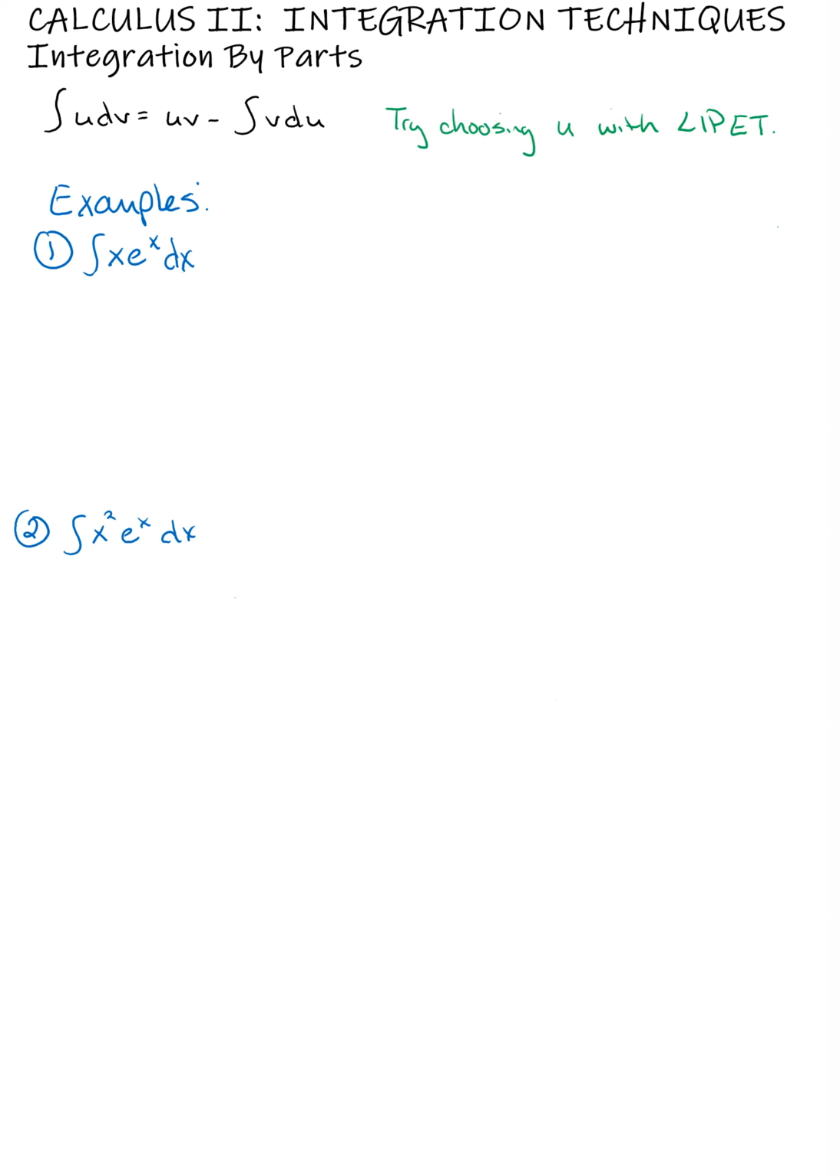LIPET is just a little acronym to help us remember the order of the types of functions we'll be looking for. So the L stands for logarithmic. The I is inverse functions, like inverse trigonometric functions. The P is for polynomial. The E is for exponential. And finally, the T is for trigonometric.